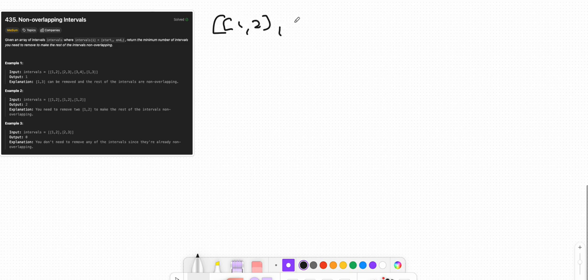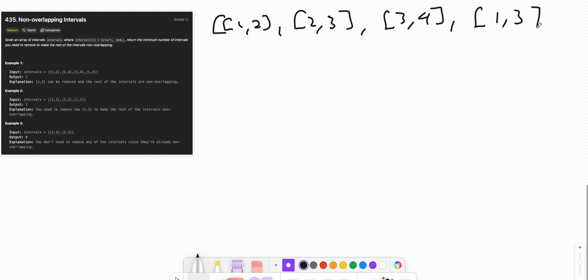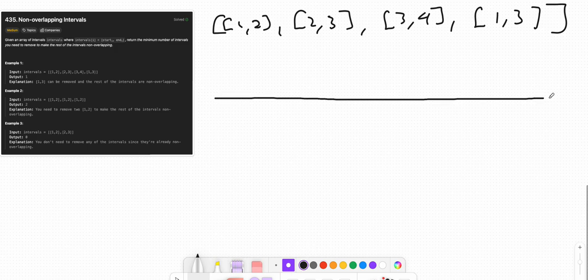1 2, 2 3, 3 4, and 1 3. Right, so just by looking at it, we can see that 1 3 is overlapping with 1 to 2 and 2 to 3. And if we remove 1 to 3, none of these will be overlapping. But let's also take a look at, let's represent it on a number line.